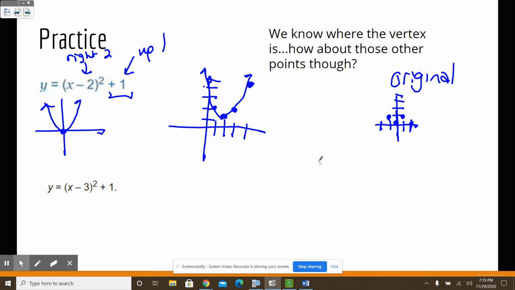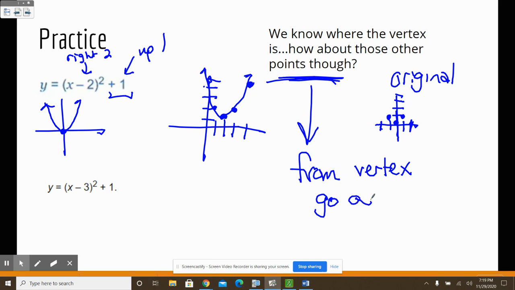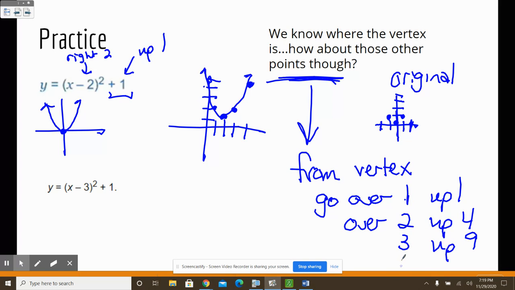Okay, so how do you get those other points? Here's what you do. From your vertex, you go over 1, up 1. You go over 2, up 4. If I wanted another point, I could go over 3, up 9, over 4, up 16, but nobody wants to graph that many points. Now, that's not the only way you could do it. I believe Mrs. Kazir taught some of you from the vertex, you can go over 1, up 1, over 1, up 3, over 1, up 5, and you can do that as well. You can do the 1, 3, 5 thing. Both of those work.